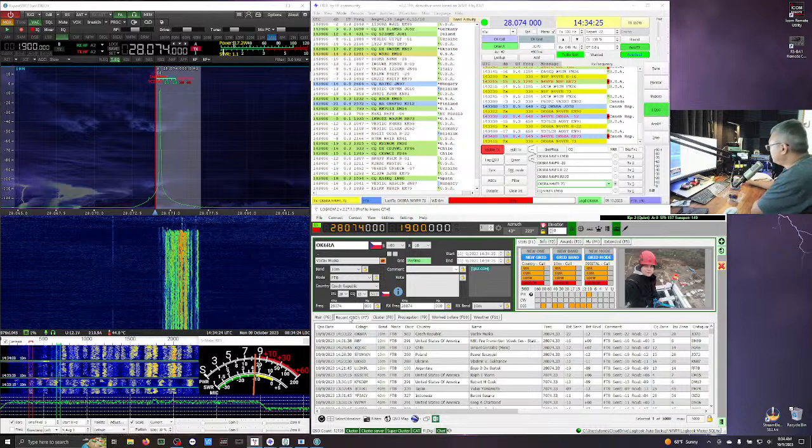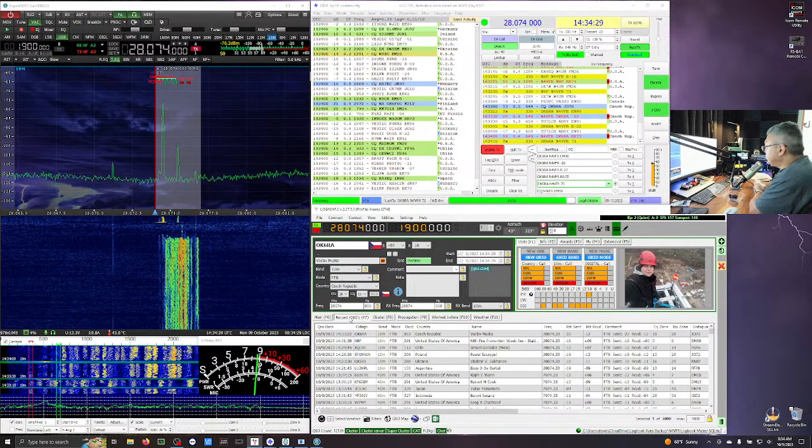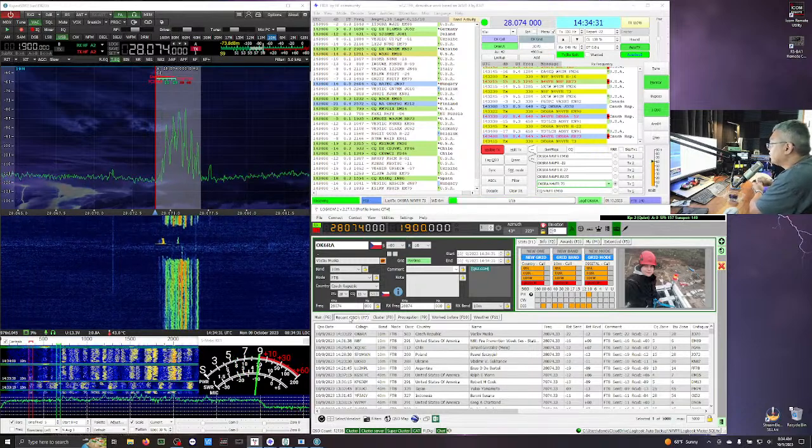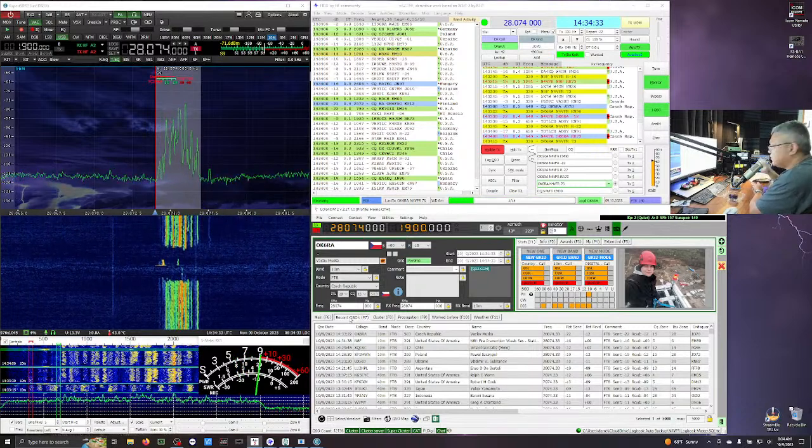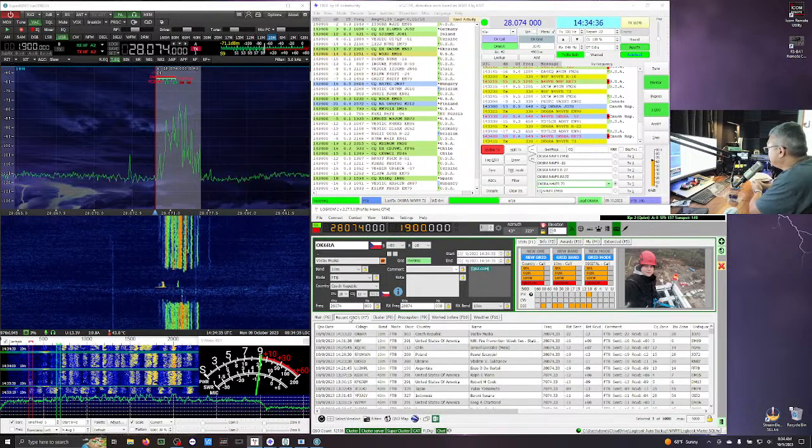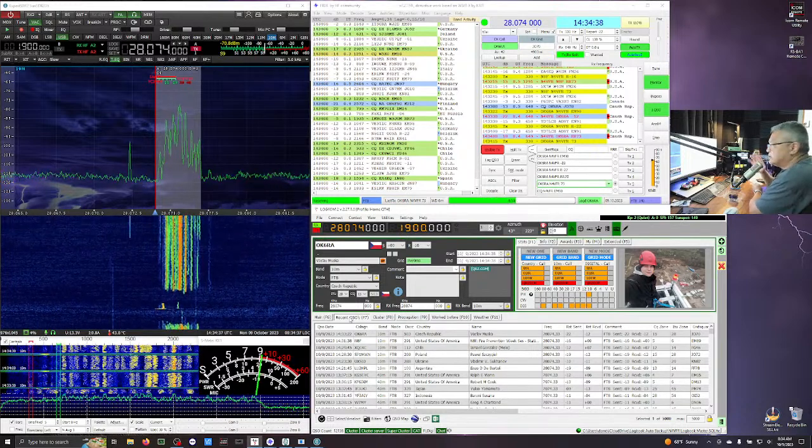When you're using digital mode on the Mercury, the max power you can put out is 700 watts. If you go more than that, it's going to protect itself.